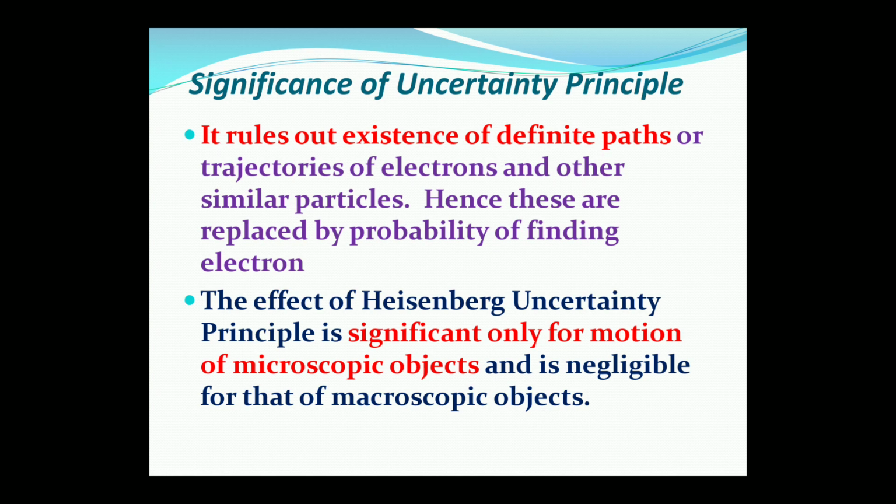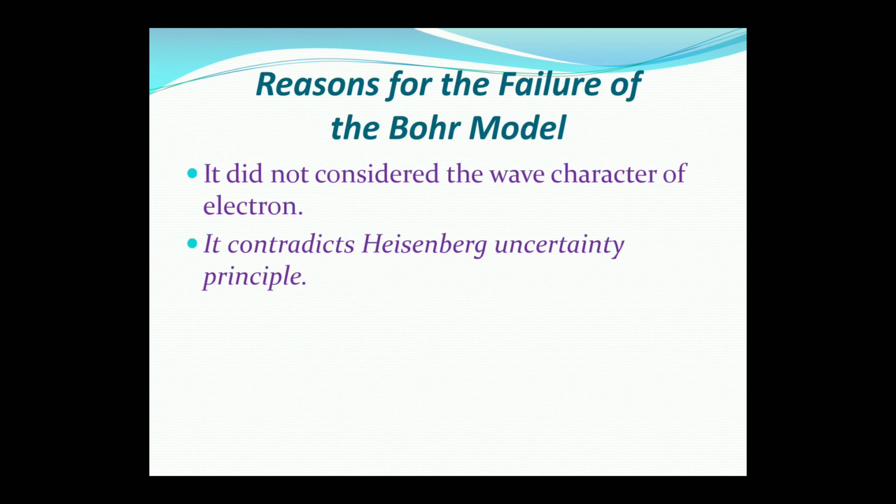Then hence these are replaced by probability of finding the electron. तो बेसिकली इन्होंने फिक्स एग्जिस्टेंस ऑफ ट्रेजेक्टरी इलेक्ट्रॉन के बारे में नहीं कहा था. इन्होंने क्या बोला था, that there are certain possibilities that electrons might be present. And the second point is that the effect of Heisenberg uncertainty principle is significant only for motion of microscopic objects and it is negligible for that of macroscopic objects.